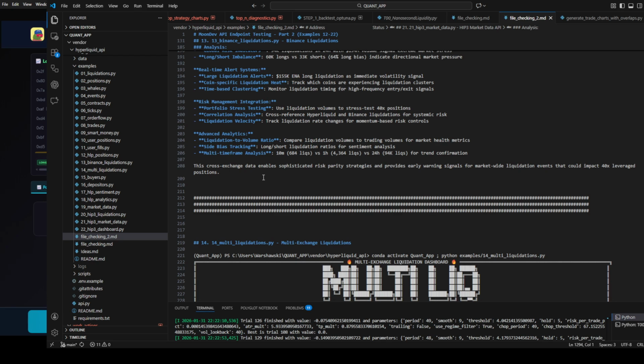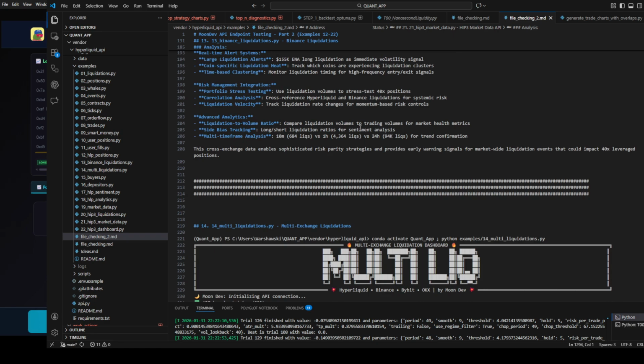This cross-exchange data enables sophisticated risk parity strategies and provides early warning signals for market-wide liquidation events that could impact 40x leveraged positions.